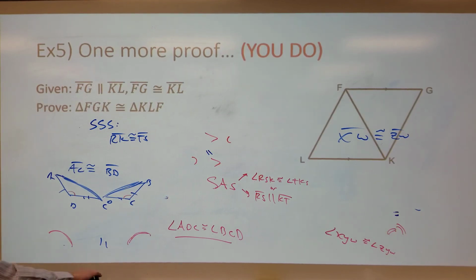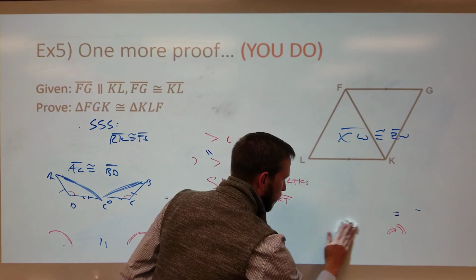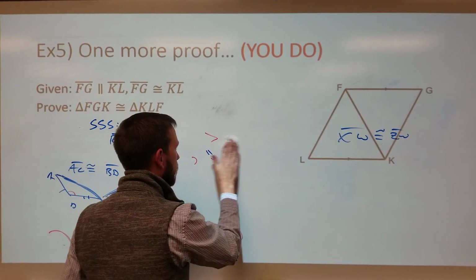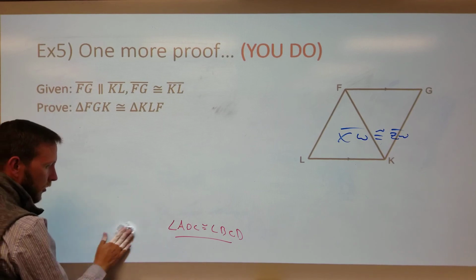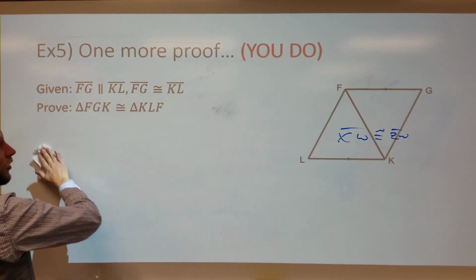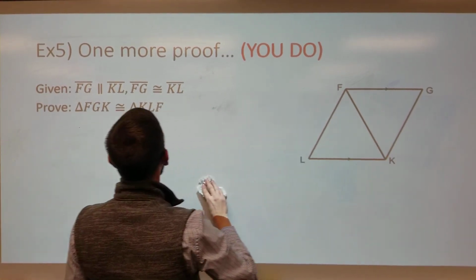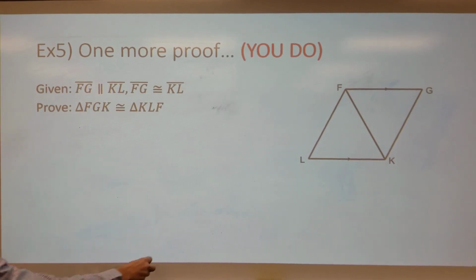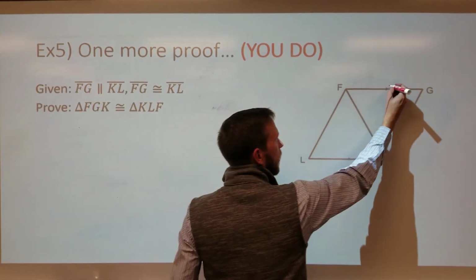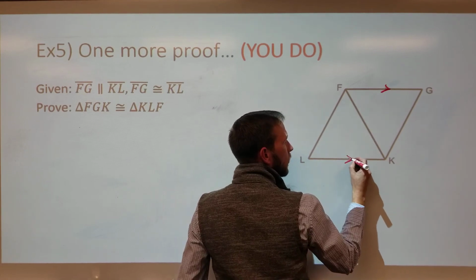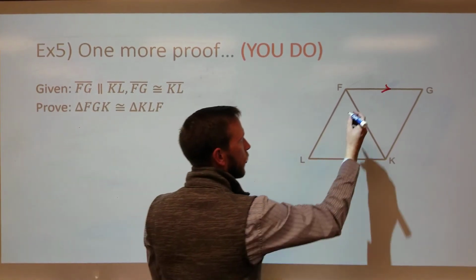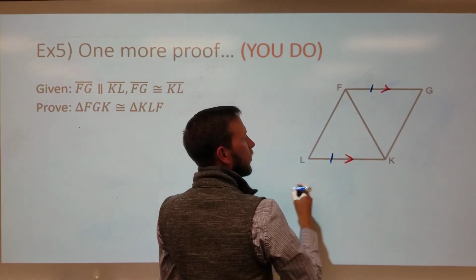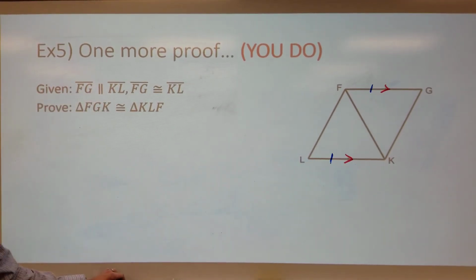All right, speaking of powering through, I want you to do this one. So you do this one. We will discuss it at the start of class next time. I'll read this to you so you know what it is that you are looking for. We've got that FG and KL are parallel. We also know that FG and KL are congruent. I want you to use that information to prove that these 2 triangles are congruent. Give it your best shot.